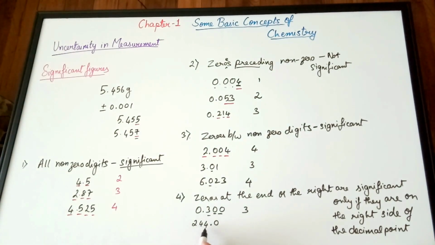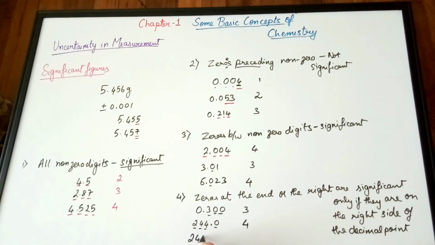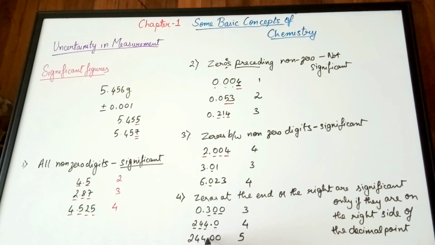So 244.0 has 1, 2, 3 and 4 significant figures. 244.00 has 5 significant figures because the zero is on the right side of the decimal point, and 244.000 would have 6 significant figures because these 3 zeros are on the right side of the decimal point.